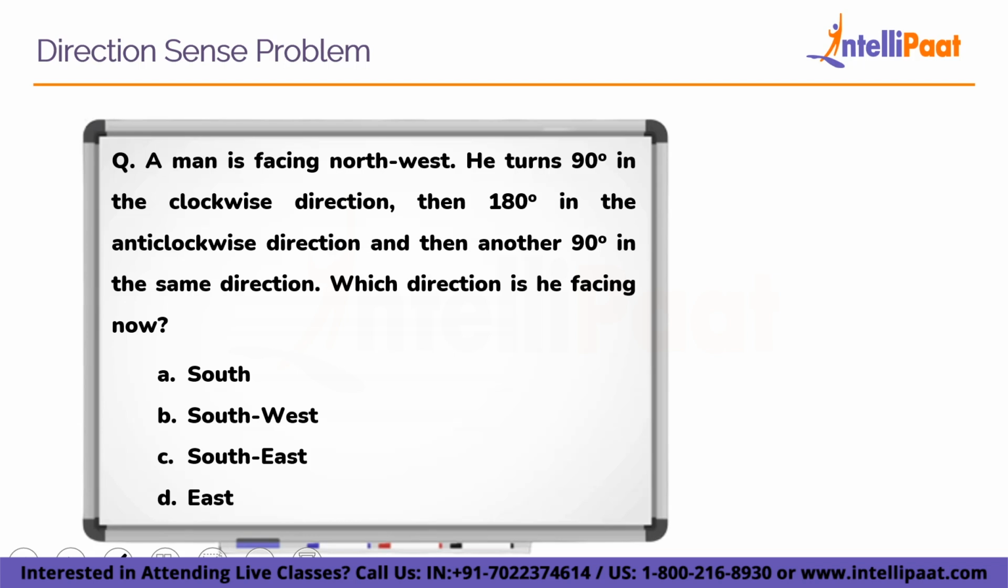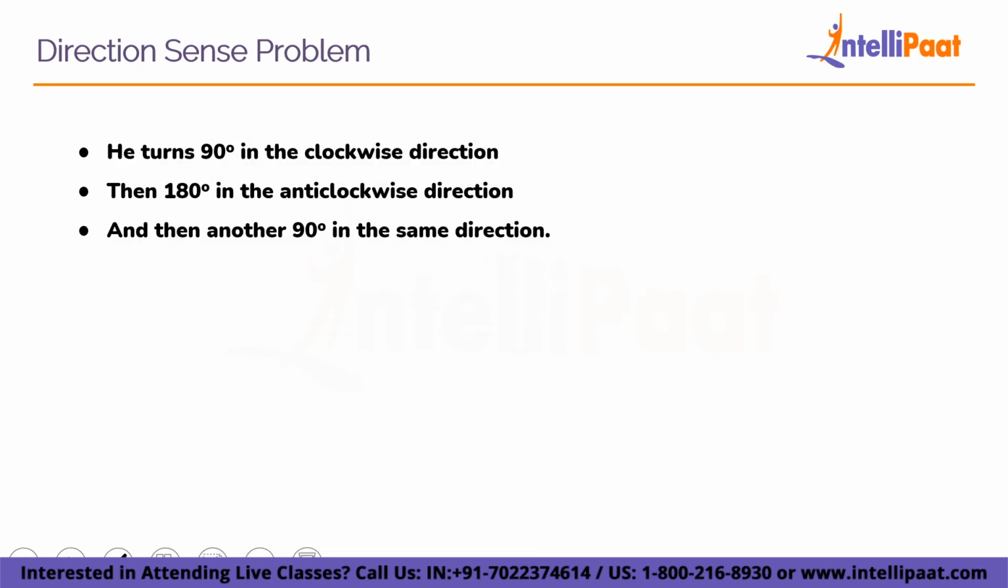So let's make a rough diagram and try to solve this problem according to the information that we have provided here, right? So this is a rough diagram that I have made, and I have placed this man in the northwest direction, right? This is our northwest direction. So these are the three statements using which we are going to find the final position of that man, right?